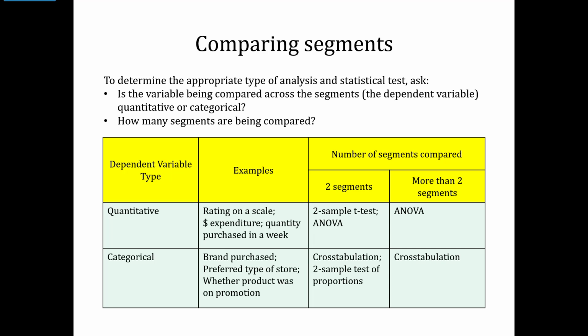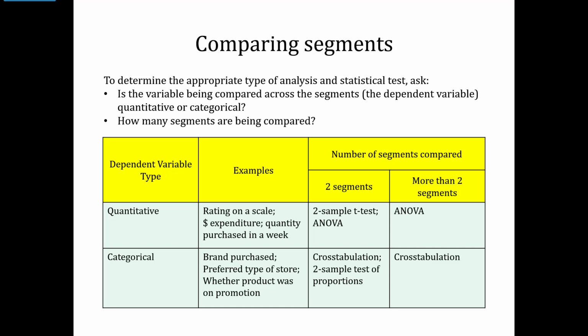If the variable is categorical, for example, whether the buyer purchased a particular brand or shopped in a particular type of store, or whether the product was on promotion, then we can run a cross-tabulation, or crosstab for short, regardless of how many segments we have.